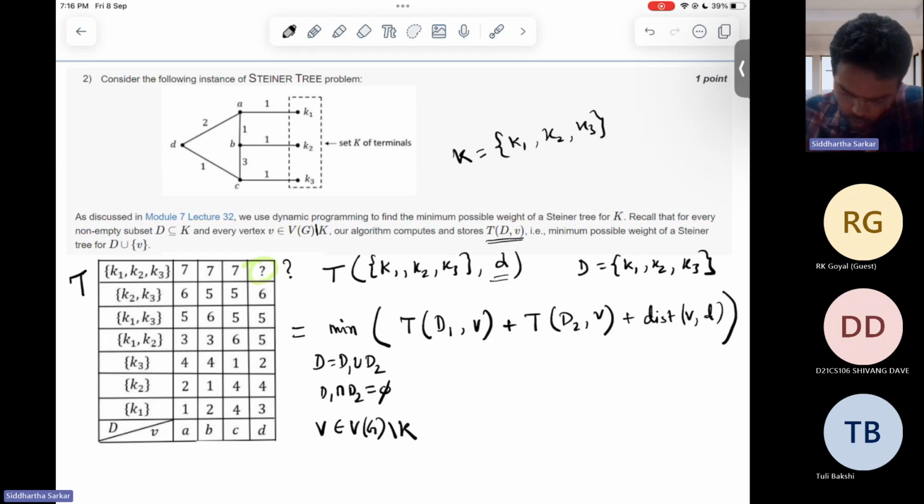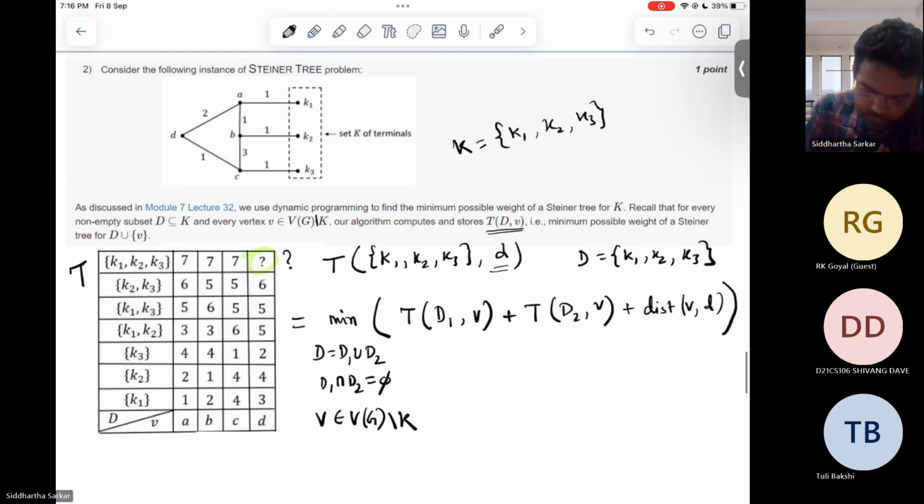Fine. In the previous question, to find a particular entry, we just looked up two entries. In this case, there are many entries to be looked up, but not too many. So first of all, what are the possible values of D1 and D2? Let's look at that first. Let's make a table.